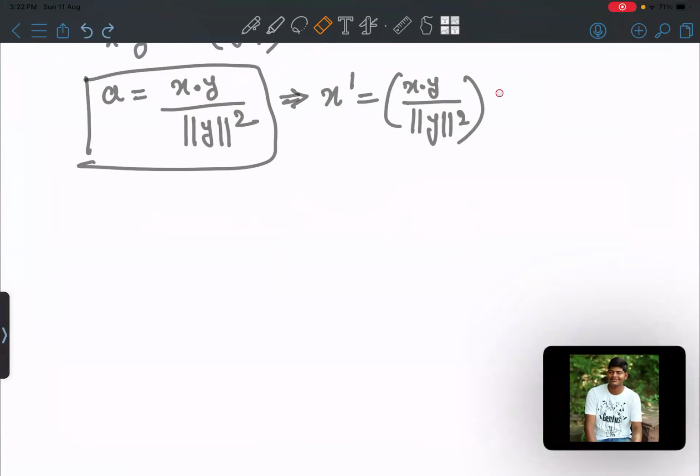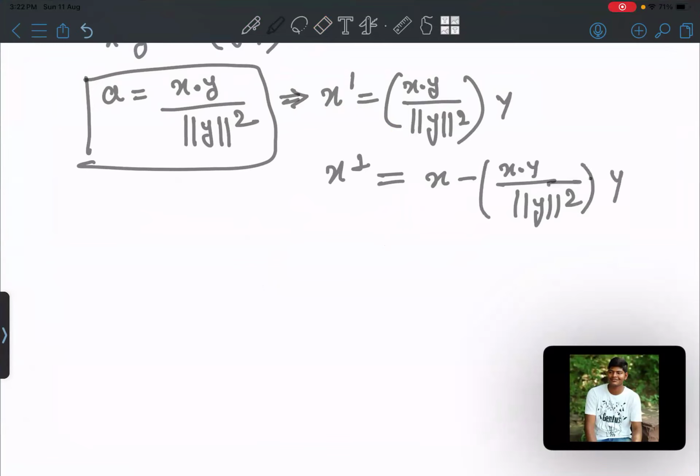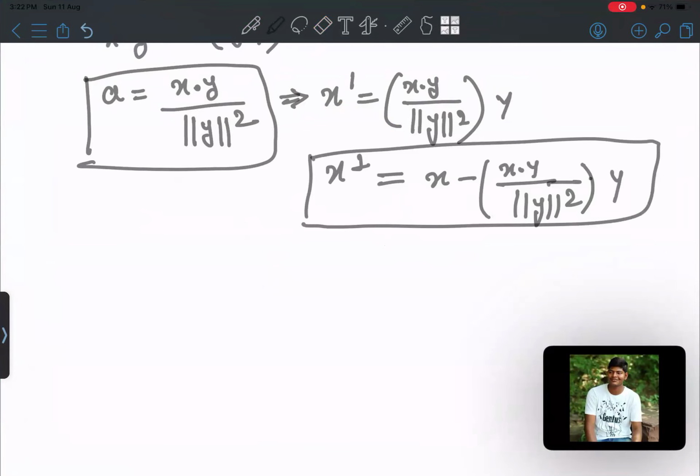Now, since we have found out the x parallel, x perpendicular will be simply x minus x parallel, that will be equal to x minus x dot y divided by norm of y or magnitude of y square, times y. Okay.